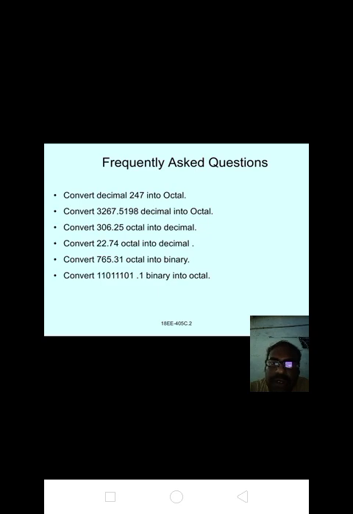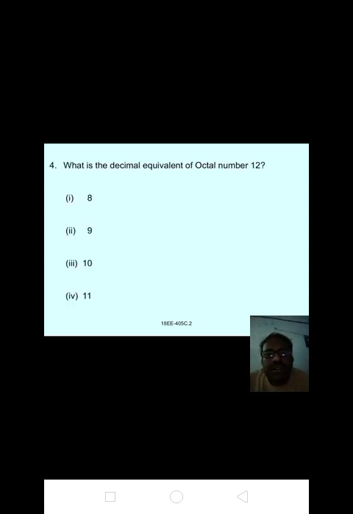Convert 3267.5198 decimal into octal. Convert 306.25 octal into decimal. Convert 22.74 octal into decimal. Convert 765.31 octal into decimal. Convert 1101101.1 binary into octal. These are the frequently asked questions in our previous exams.